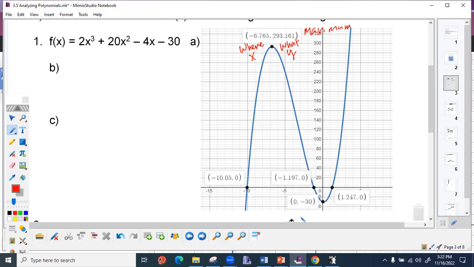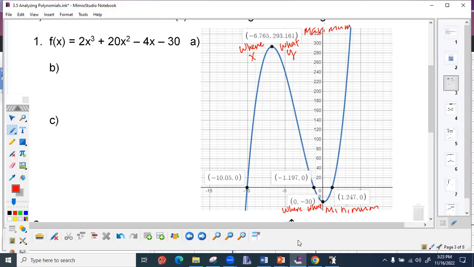Okay. Where's my minimum? Down here. Minimum means that it's going to be decreasing, then it's going to increase. These are called local, right? They're not overall my max and min, because the graph goes forever. But I have a minimum down here. And again, where is the X and what is the Y? Where is it at? 0. What is it? Negative 30. Does that make sense? Okay. So that's part A.